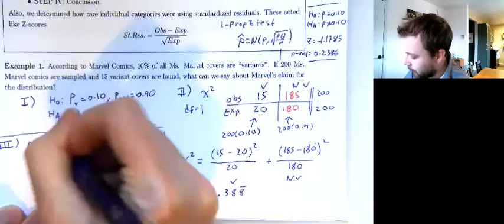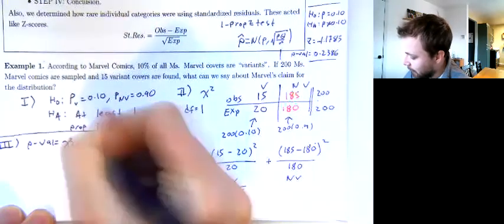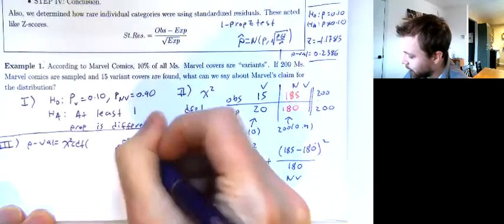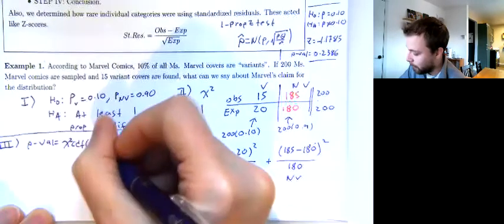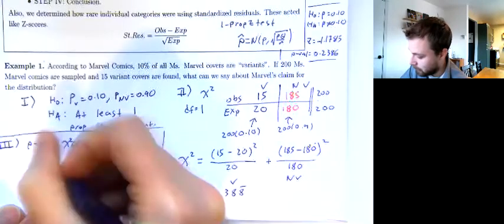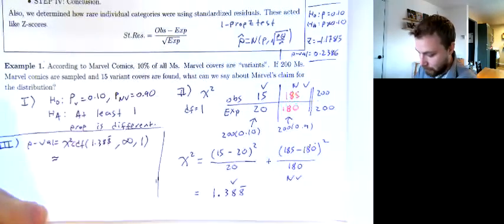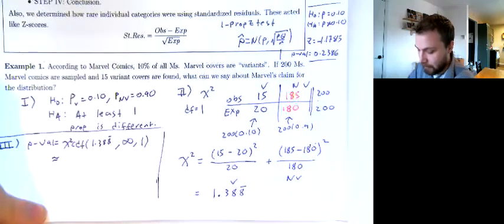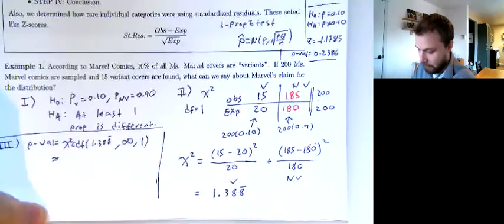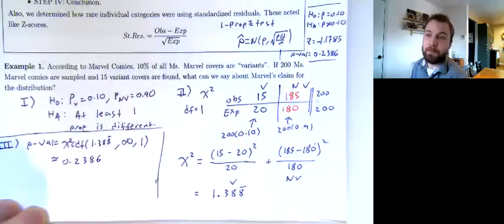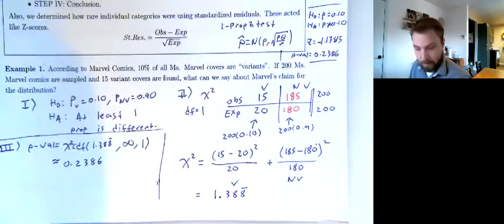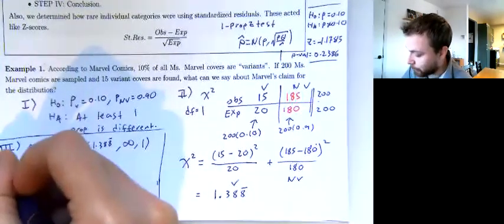p-value. It's a right-tail test, so I'm going to have chi-squared CDF, the value I just came up with, comma infinity, comma my degree of freedom for this problem is 1. So I have 1.388 here. I'm going to type this into my calculator. I'm doing second vars, chi-squared CDF, 1.388 repeating, infinity, degree of freedom of 1, and I get, up to a little bit of rounding, 0.386.